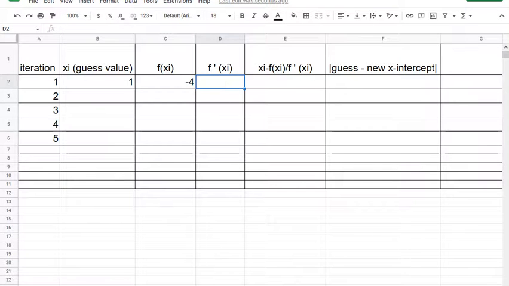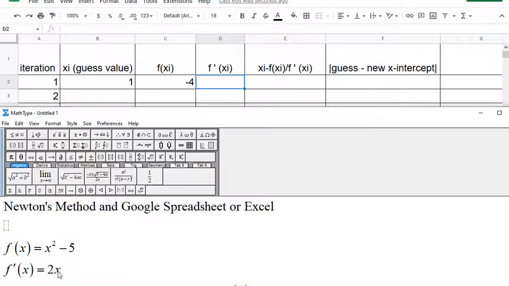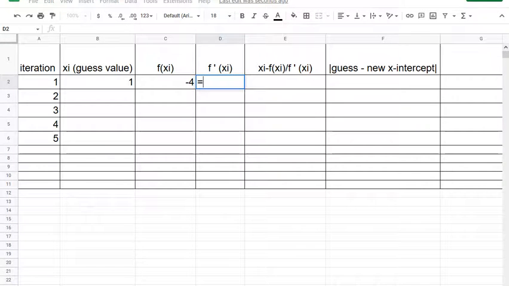The derivative function is 2x. And so right here, we will do 2 times the guess value. So it'll be 2 times cell B2. So we do equal 2 times B2.